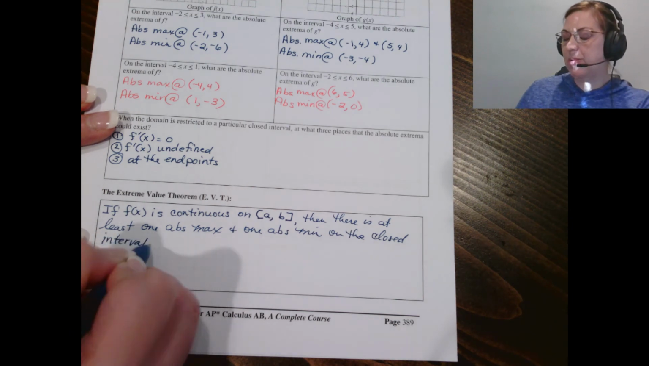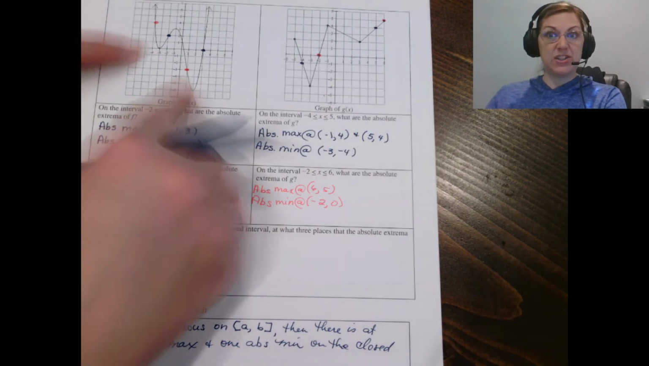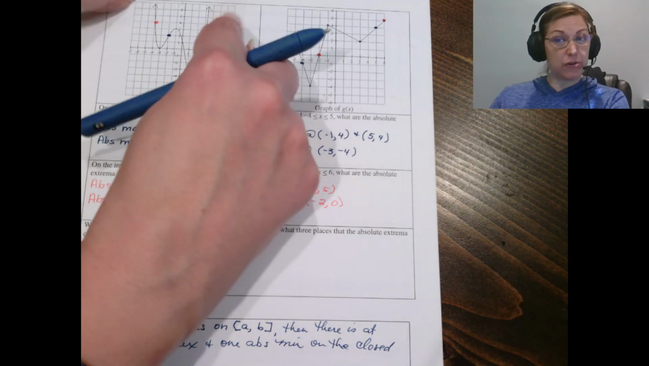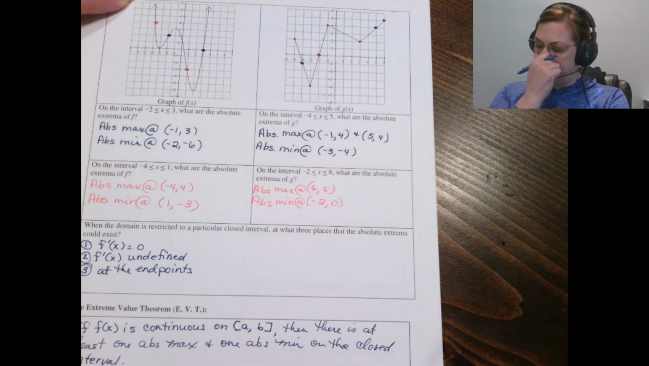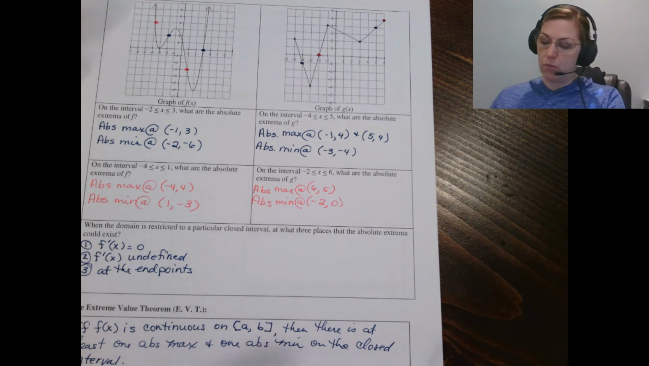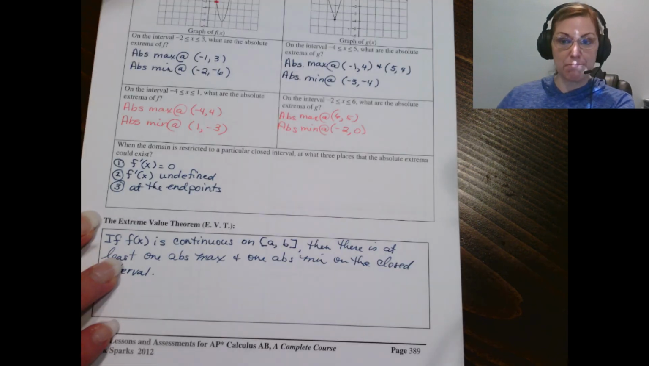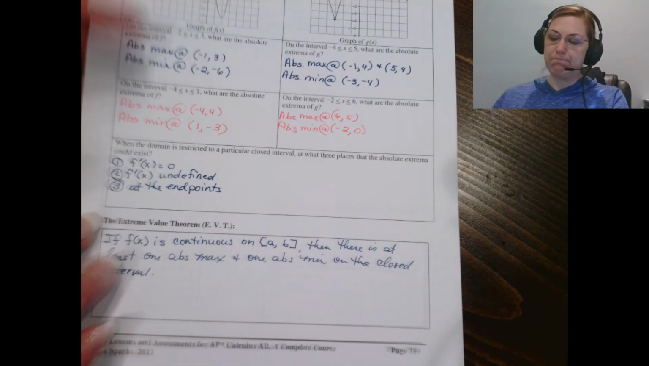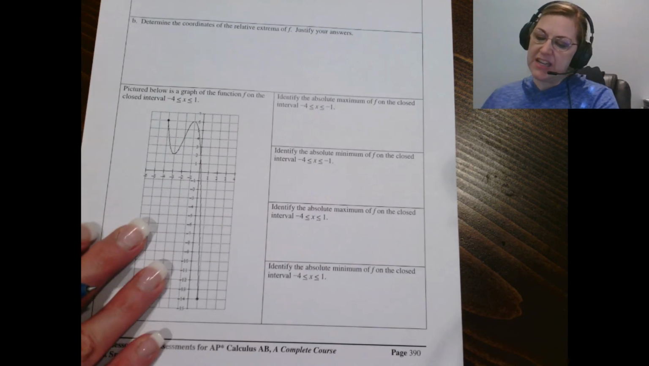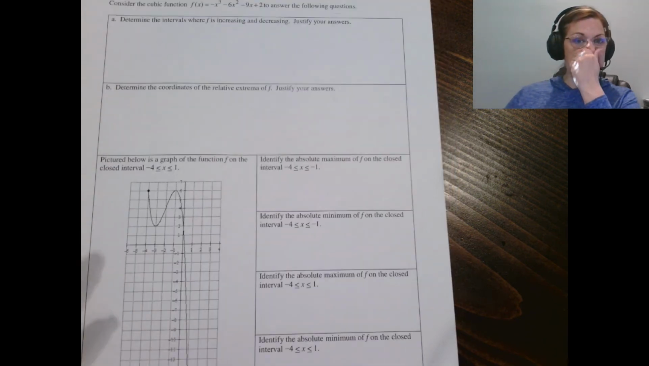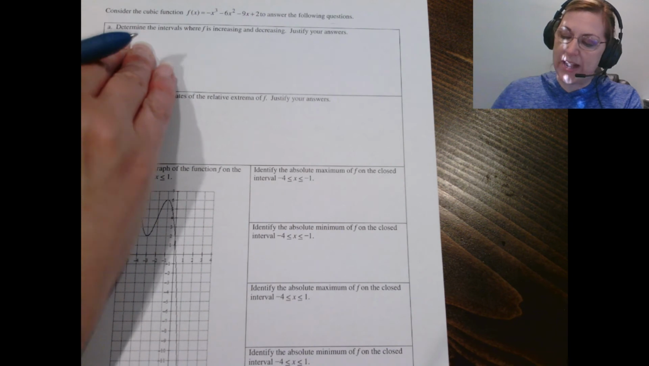Now remember, back to our one that didn't have an absolute max or min. It was this graph, but it wasn't restricted domain. Okay, remember it was the whole domain, and we didn't have an absolute max because it wasn't on a closed interval. Okay, the domain was from negative infinity to positive infinity. When we closed the domain, then it forced it to have an absolute max or min. And that's the important part of the extreme value theorem.